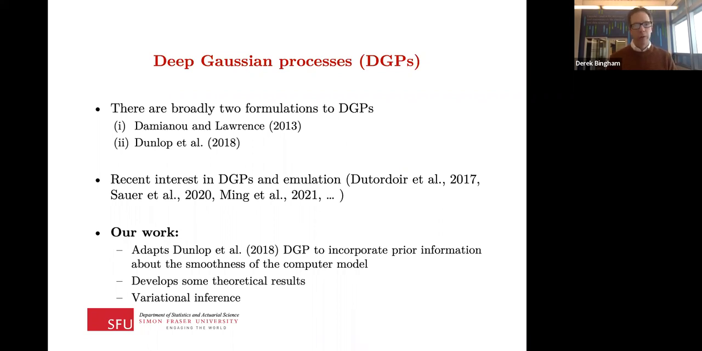So what we're going to do is adapt this method of Dunlop et al. to incorporate some prior information about the smoothness of the computer model, develop some theoretical results, and work out some of the variational inference for this.